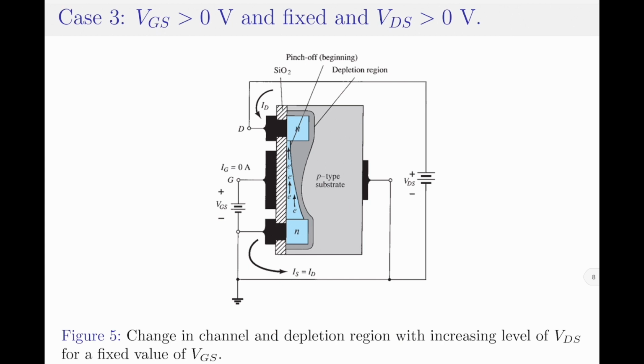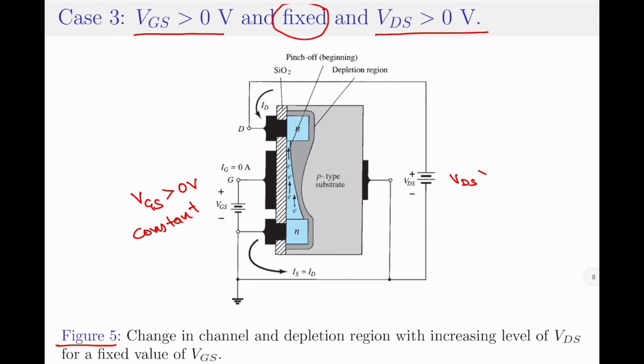Let us now move on to the last case, where the gate to source voltage is greater than 0 but is a constant or a fixed value, whereas the drain to source voltage is greater than 0 and can be varied. To understand the behavior of the device, let us consider the figure shown in figure 5 here. As I said, let the value of VGS be greater than 0 volt, but constant. And the value of VDS here is assumed to be greater than 0 volt.